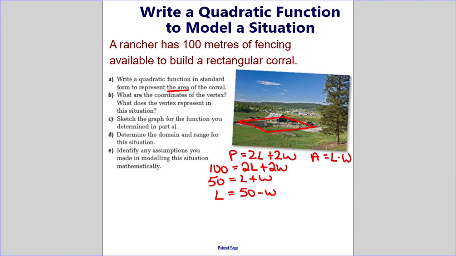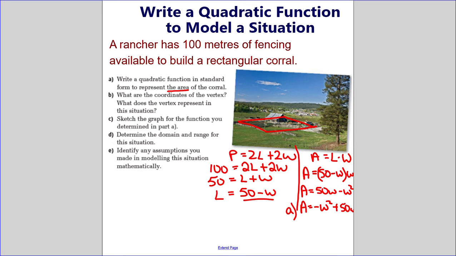Well, I have a function over here of area, and now I know the length is 50 minus W, and I can multiply that by W, right? So I substituted in the length into my area equation. Now if I kind of expand this out a little bit, I'm going to get 50W minus W squared. Or if I were to just rewrite those terms, minus W squared plus 50W, that satisfies my A question. Right? I can get an equation, okay, write a quadratic function in standard form. Okay, I did that right there to represent the area of this corral.